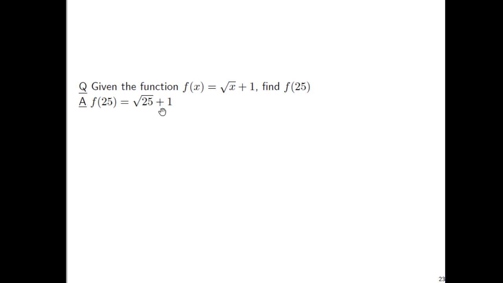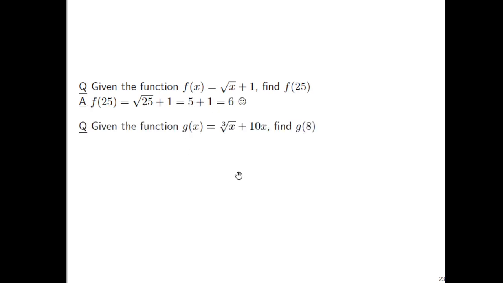Now let's simplify. The root 25 becomes a 5. To have this equals, I still need to write the plus 1 even if that hasn't changed, and that's going to be a 6 in the next step. Given the function g of x equals cube root of x plus 10x, find g of 8.